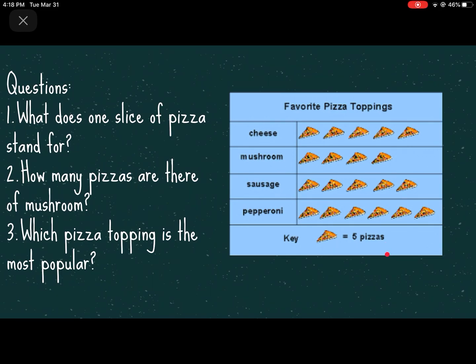Which pizza topping is the most popular? Again, most popular means there are the most. That's where it's going to come in handy that you've already counted all of these, because then you can quickly look and see which one has the most. So take a look at your favorite pizza topping pictograph and let me know which one has the most. If you look, it would be pepperoni. They have 5, 10, 15, 20, 25, 30.